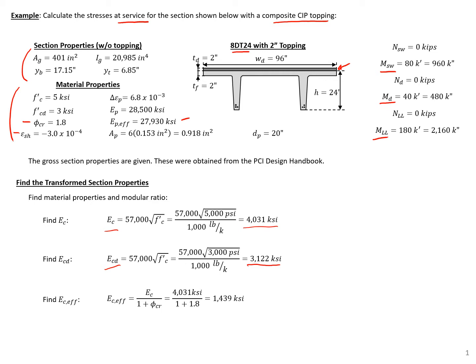And then we can find our effective modulus using our creep coefficient, just by taking the modulus for our beam concrete, 4,031 KSI, divided by 1 plus the creep coefficient, 1.8. So that gives us our effective modulus of 1,439 KSI. And again, this takes into account the effects of creep.